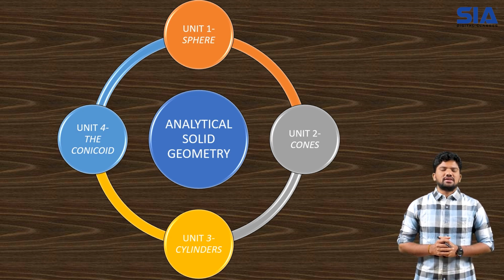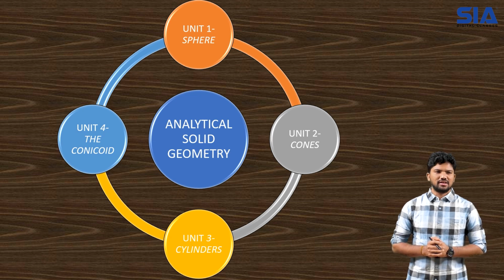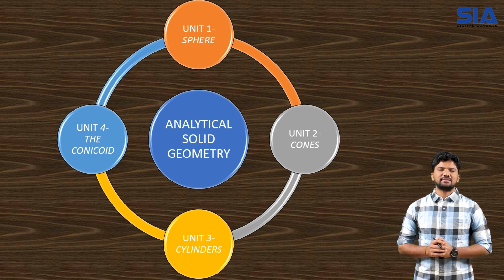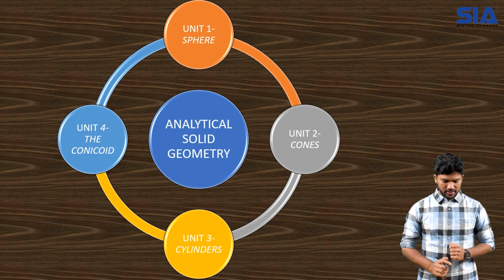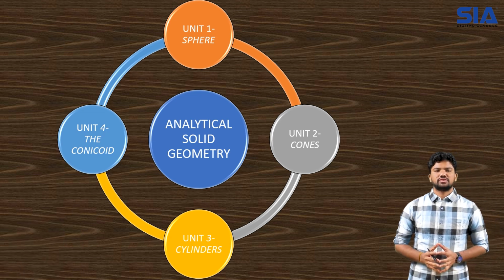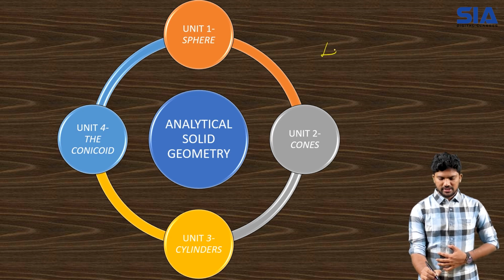So, from today onwards, we are going to discuss one more subject, that is Analytical Solid Geometry. Under Osmania University, B.Sc Mathematics, 6th semester, we are going to study Analytical Solid Geometry. Now, you can see on screen, we have 4 units, as we discussed in all the previous subjects.